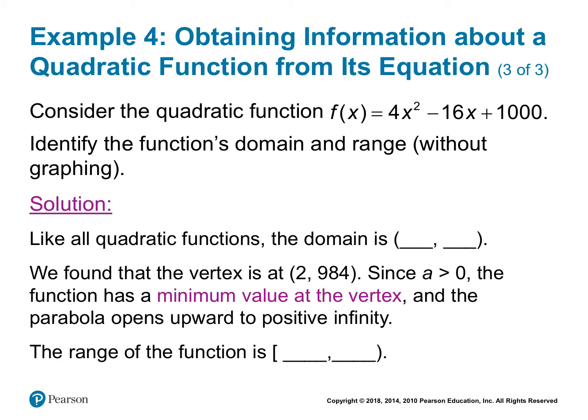Okay, now let's look at that function again. Identify the function's domain and range without graphing it. So the domain for all these parabolas, the x's are going to be -infinity to +infinity. We found that the vertex is at 2, 984. And we said that the a is greater than 0, so the function has a minimum value at the vertex, and it opens upward.